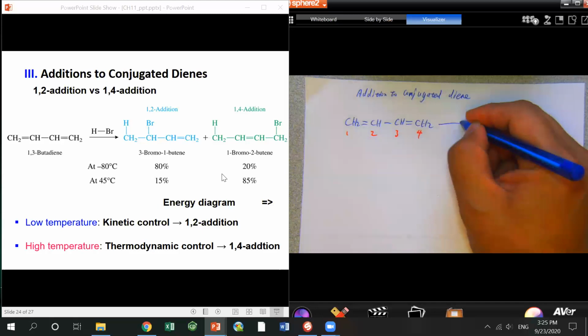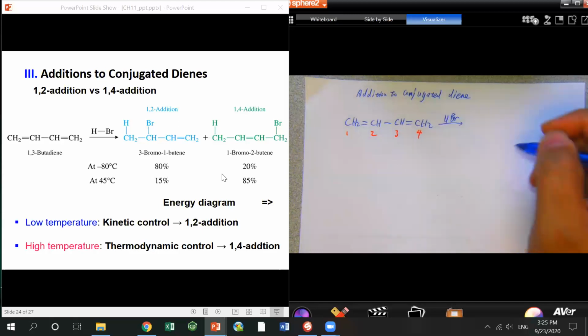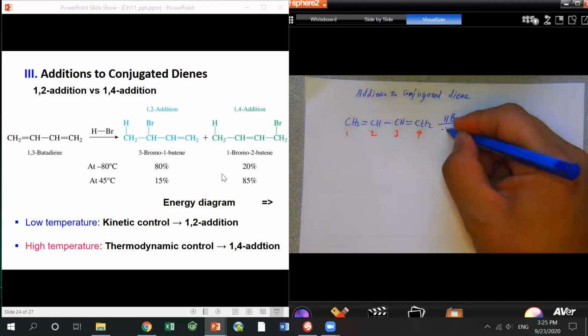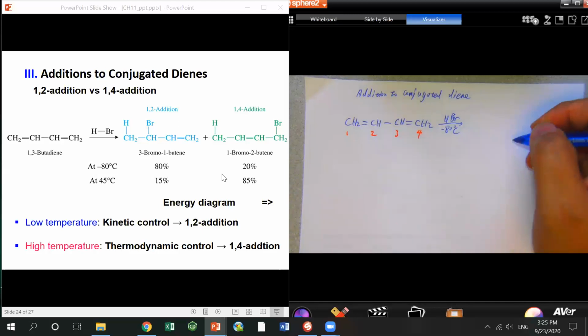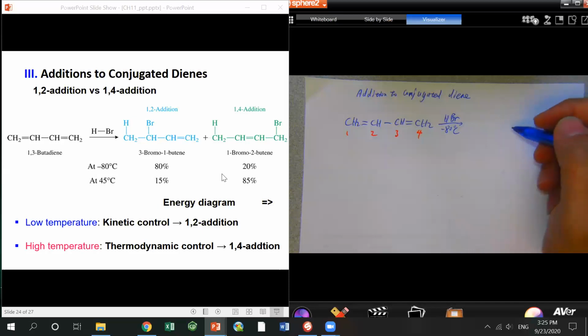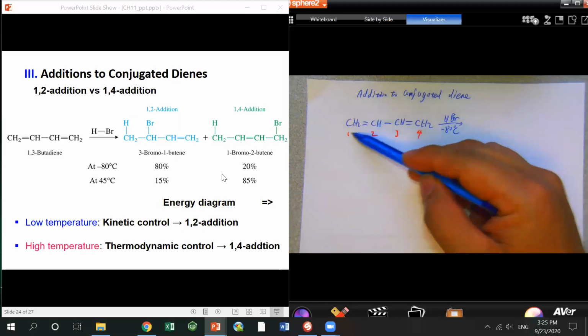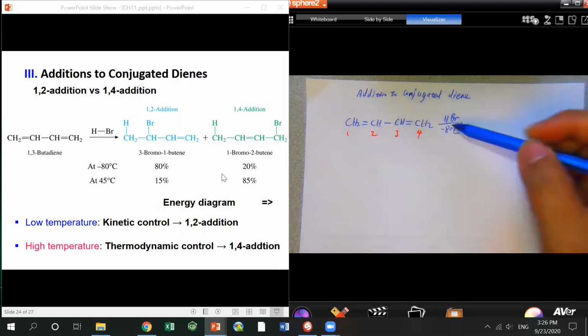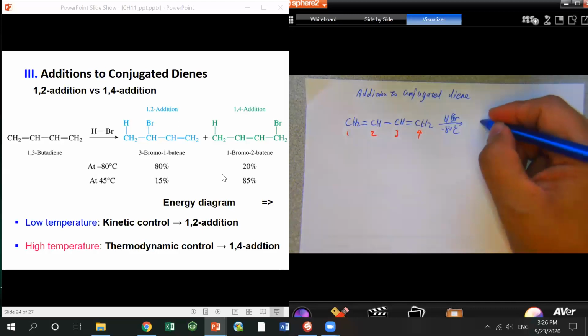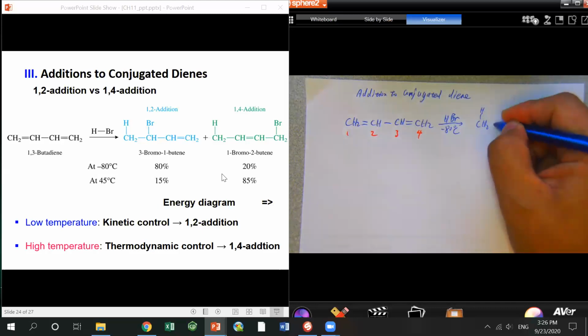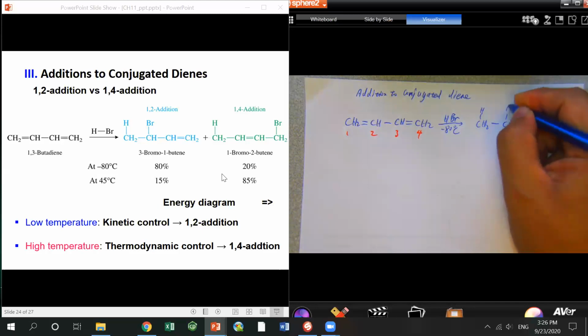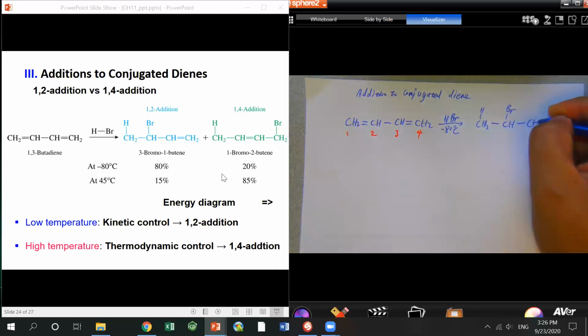So we do the HBr addition. If you run the reaction at low temperature, shown here as minus 80 degrees, you generate the kinetic addition product. It follows the Markovnikov rule: the carbon with more hydrogens picks up the proton, and the internal carbon picks up the Br. Then you have the other double bond left intact.